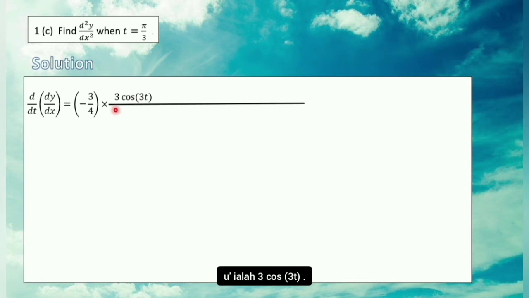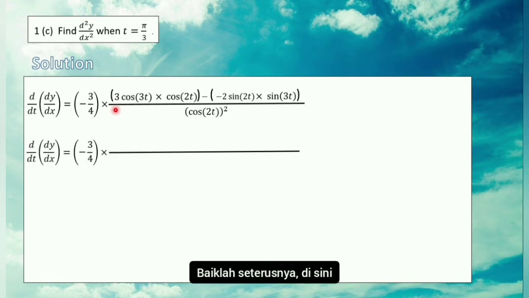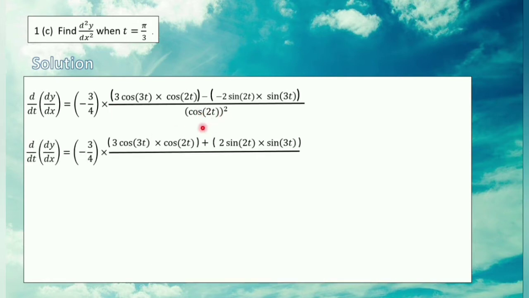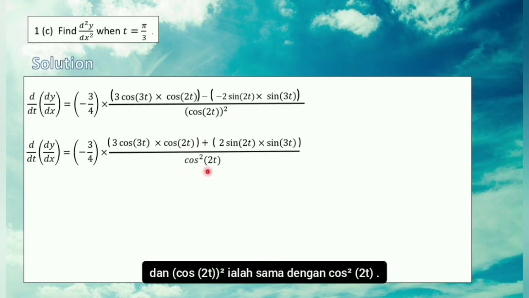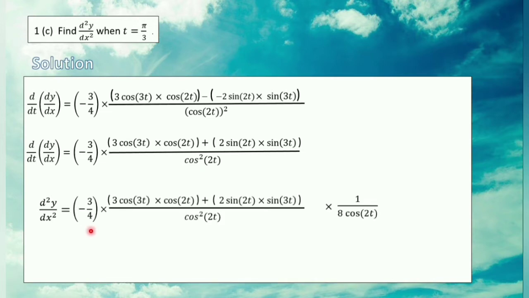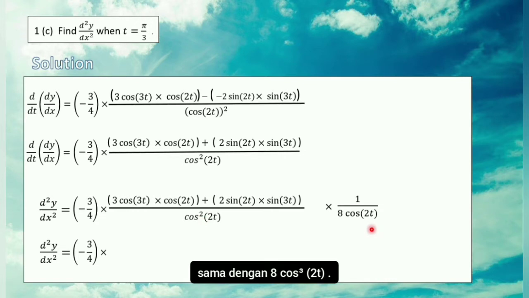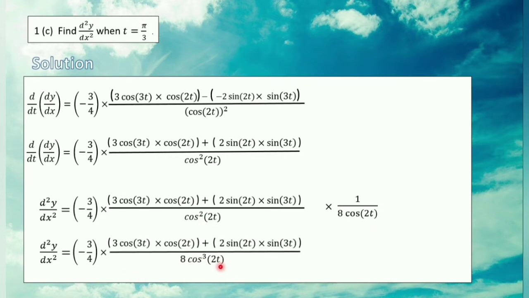u prime is 3 cos 3t times v, which is cos 2t, minus v prime, which is negative 2 sin 2t, times u, which is sin 3t. The v squared is cos 2t squared. Here the minus becomes plus, and cos 2t squared is equal to cos squared 2t. Next, we proceed with this formula and simplify it. Cos squared 2t times 8 cos 2t is equal to 8 cos cubed 2t.